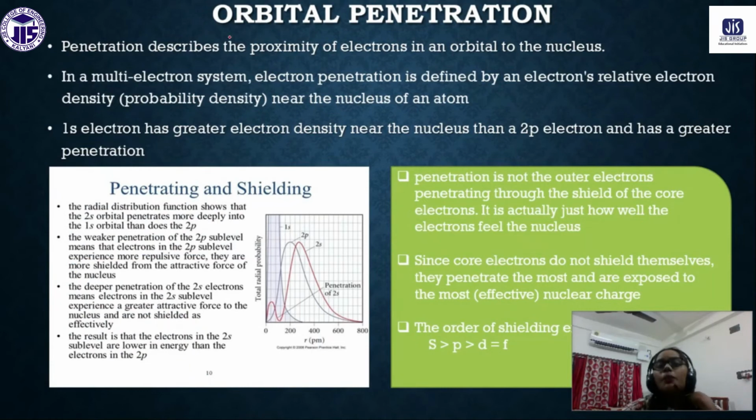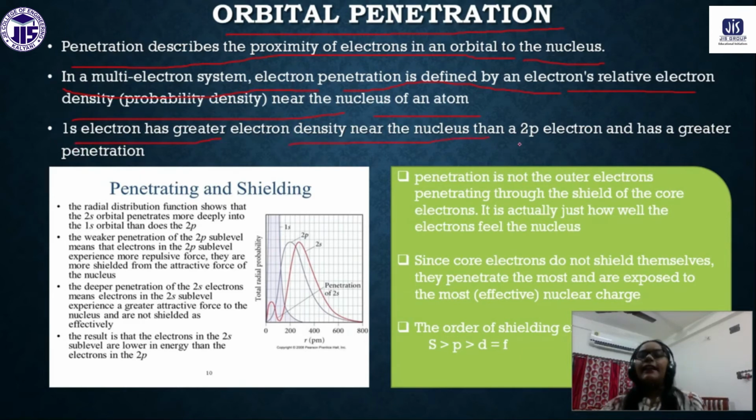Now the next topic is the orbital penetration effect. Penetration describes the proximity of the electrons in an orbital to the nucleus. In a multi-electron system, electron penetration is defined by an electron's relative electron density near the nucleus of an atom. A 1s electron has greater electron density near the nucleus than a 2p electron and has a greater penetration.